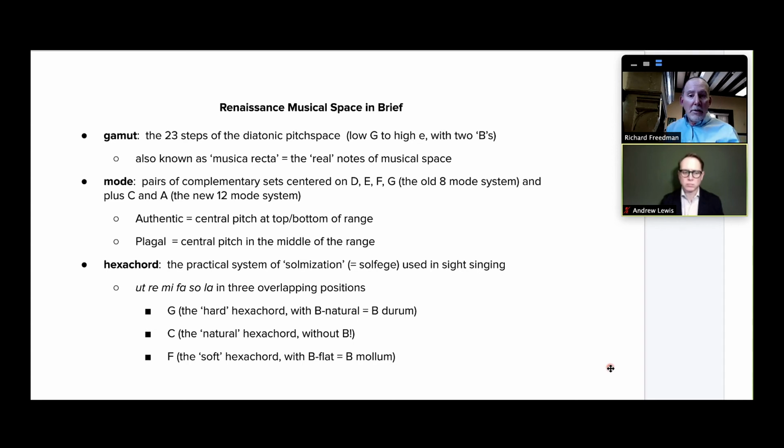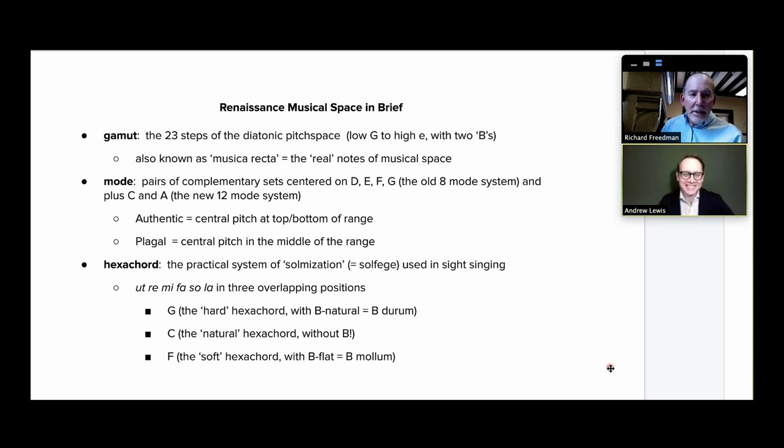And all of that comprises what's known as musica recta, that is, the real notes of musical space. Why we want to talk about musica recta will become clear because we're also going to talk about its evil twin, musica ficta, right? False, imaginary music. Got fake news today. Here in the Renaissance, they had fake notes.